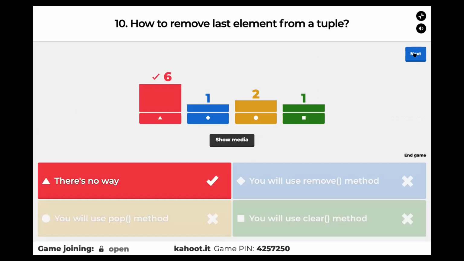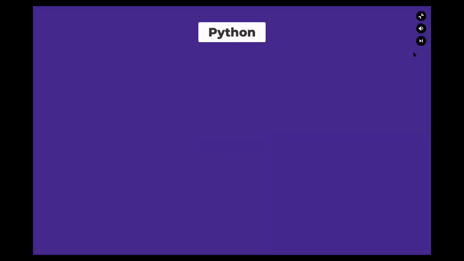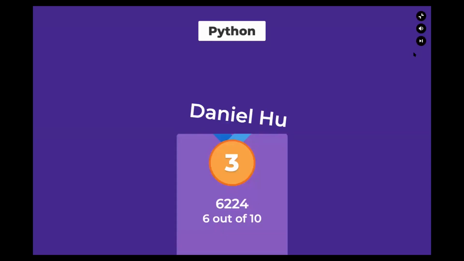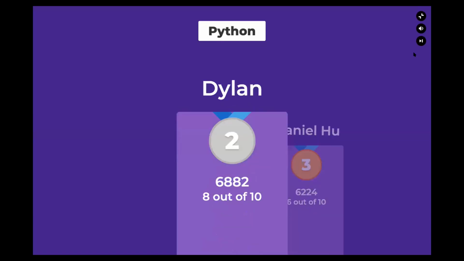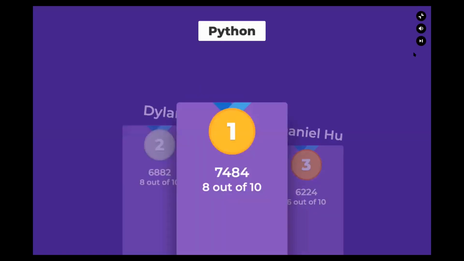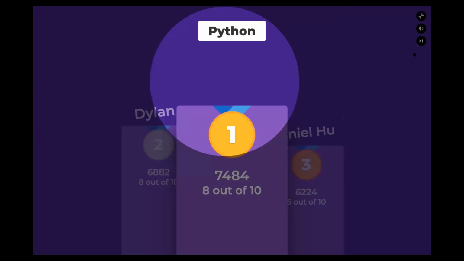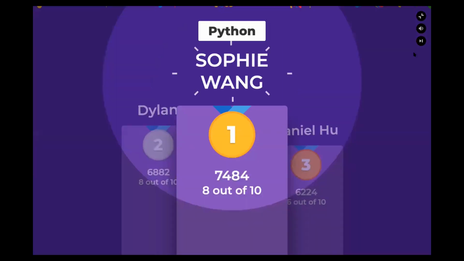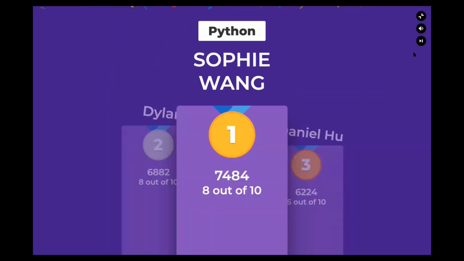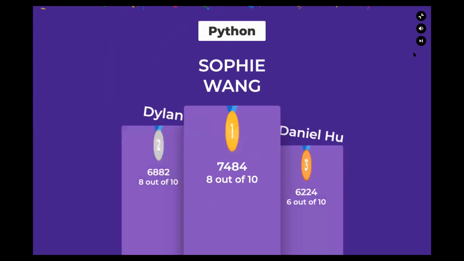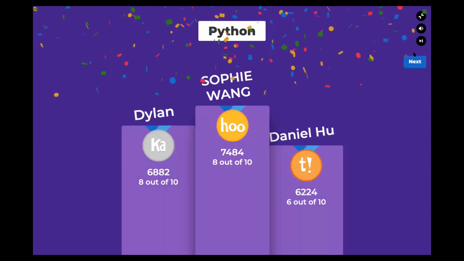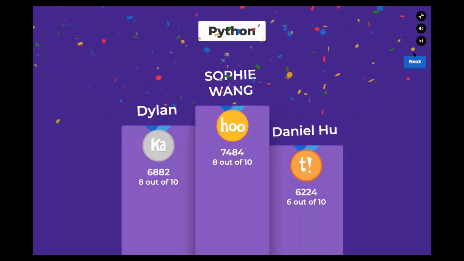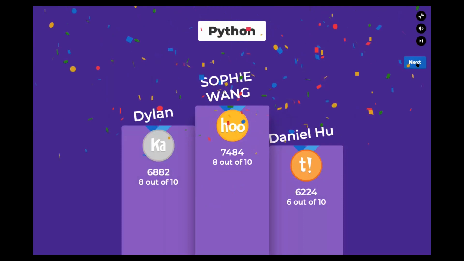Time for the mystery. I didn't know the answer because I kind of missed half the class. Oh, really? Okay, well, Daniel, congratulations. You got 6 out of 10. Who is our final winner? Congratulations, Sophie. You are our final winner. Great job. Great job to all of you for getting these questions correct.